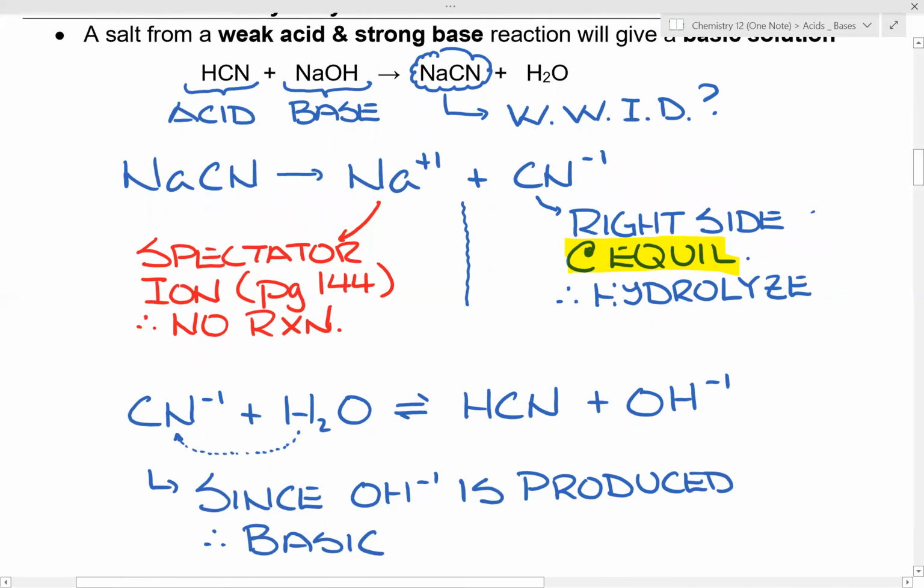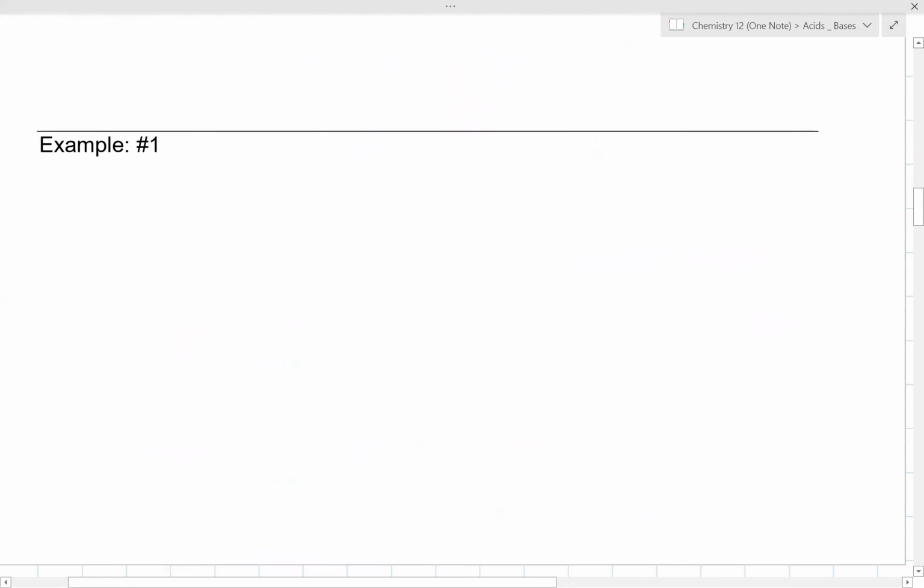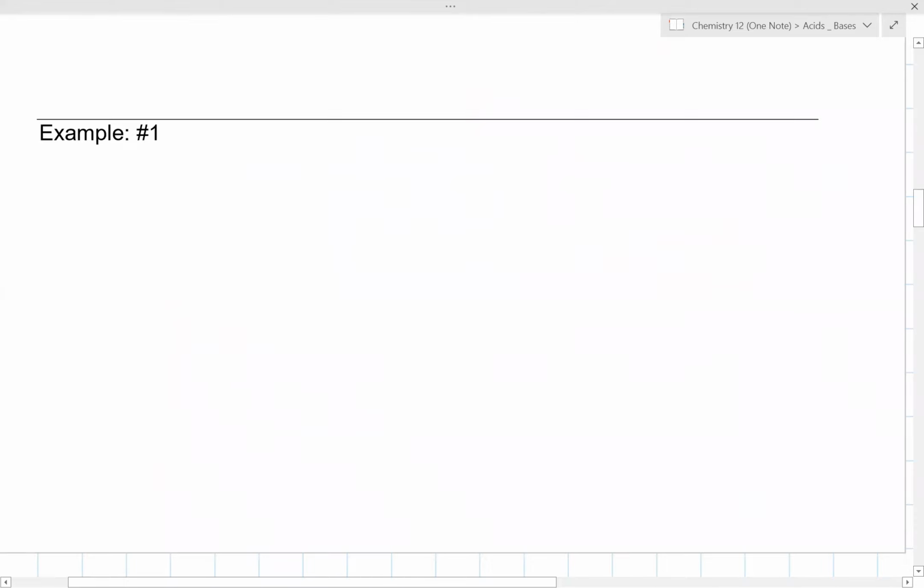So again, what you want to do is first of all take a look at the ions. What do the ions do? Are they found on the left side or the right side? Are they at equilibrium? That determines if they will react with water. The other thing you should be aware of is that the acid completely neutralizes the base. Whether the solution is acidic or basic afterwards has everything to do with the ions and what the ions will do. Now let me give you a couple of examples of questions that you might see.